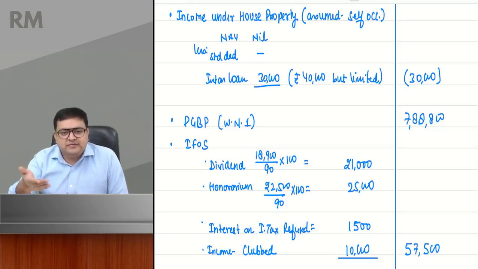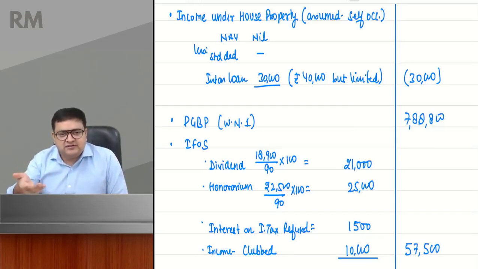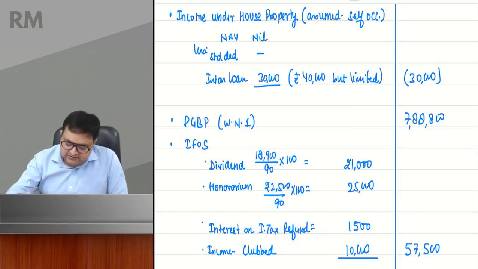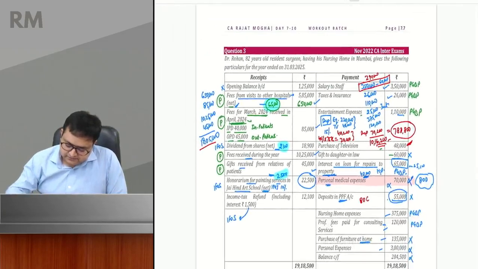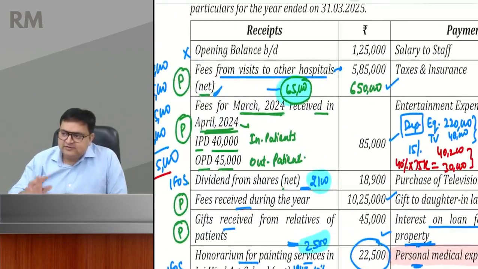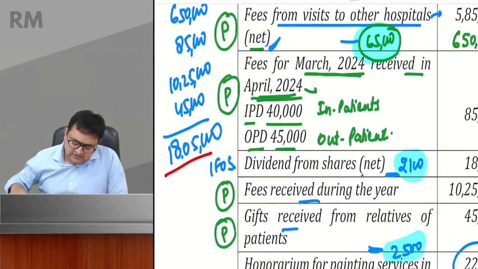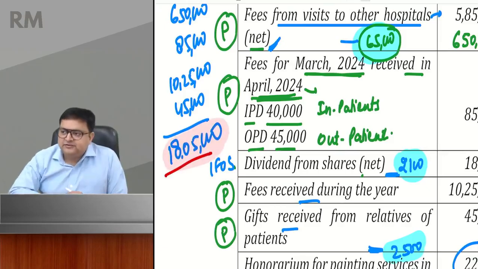So he would be eligible if his gross assets are up to 50 lakh. If it is between 50 to 75, he could be eligible if his cash transactions are not more than 5%. So in this case, what are his gross receipts? If you see, his gross receipts are 18 lakh 5,000. Agree? His gross receipts were 18 lakh 5,000.